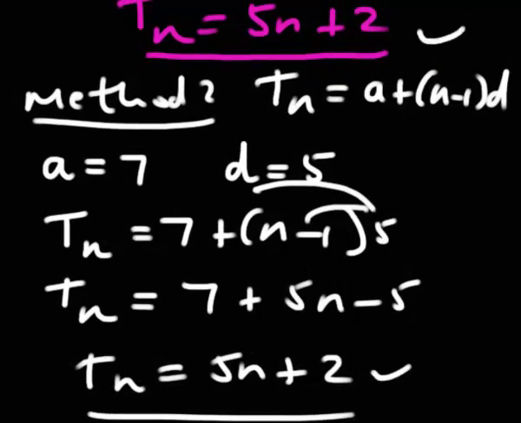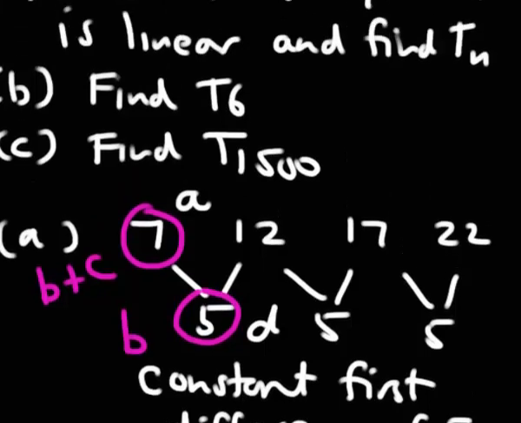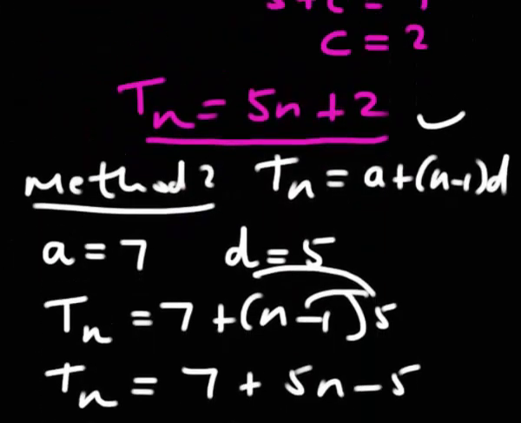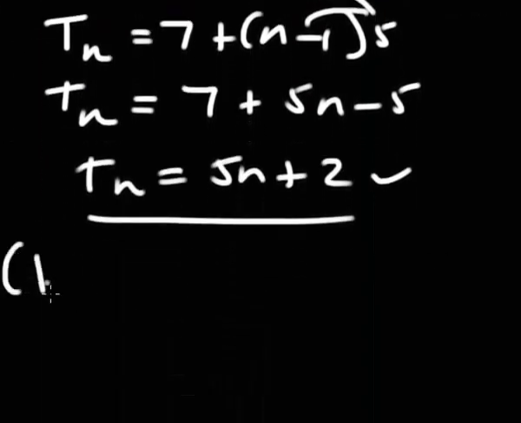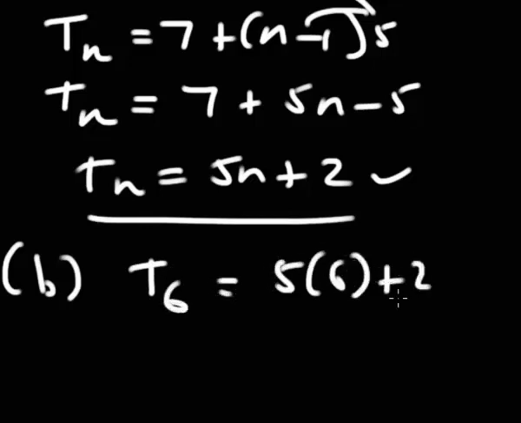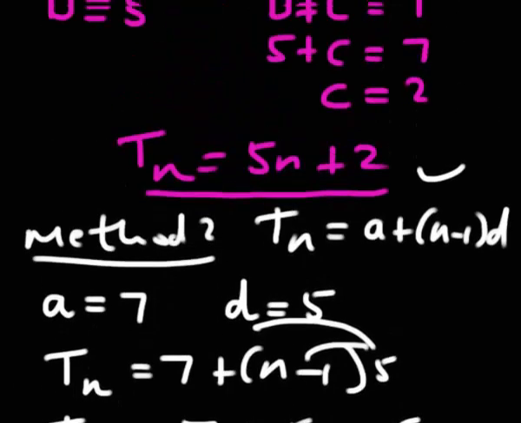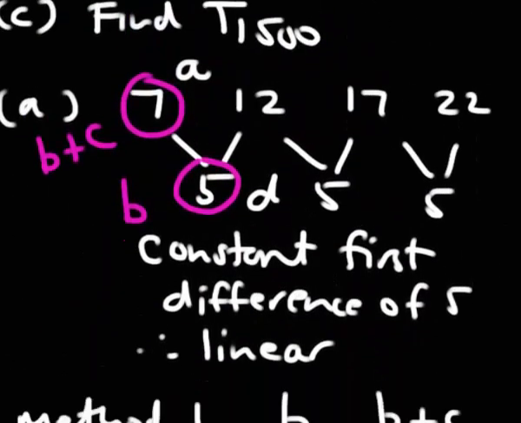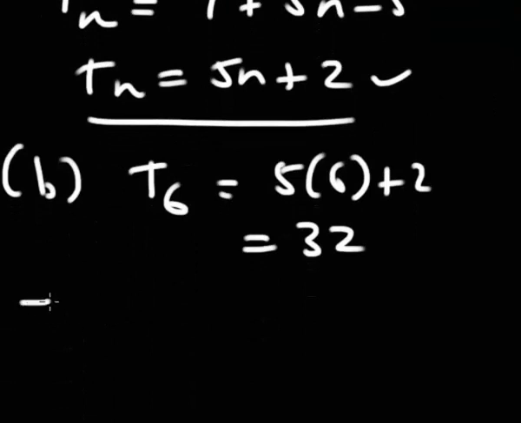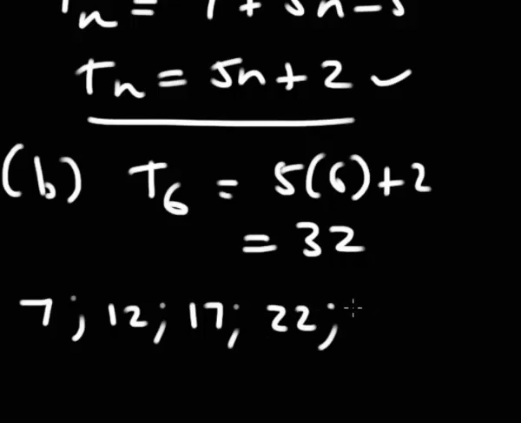Now the next question would be find the sixth term. So term 6 is equal to 5 times 6 plus 2, which is 32. That's the sixth term. If you look at this here, if you keep expanding it, look here. If you had 7, 12, 17, 22, if we add 5, we get 27. If we add 5, we get 32, and that is your sixth term.